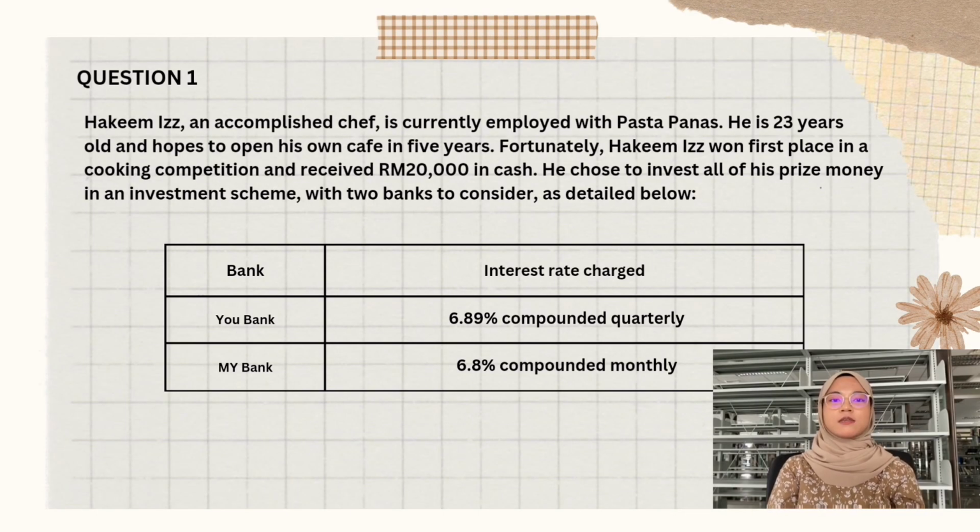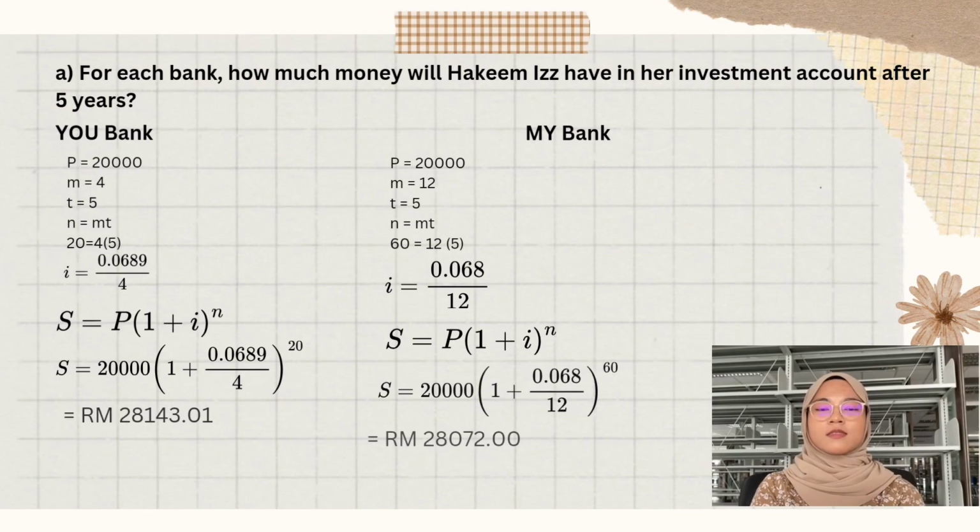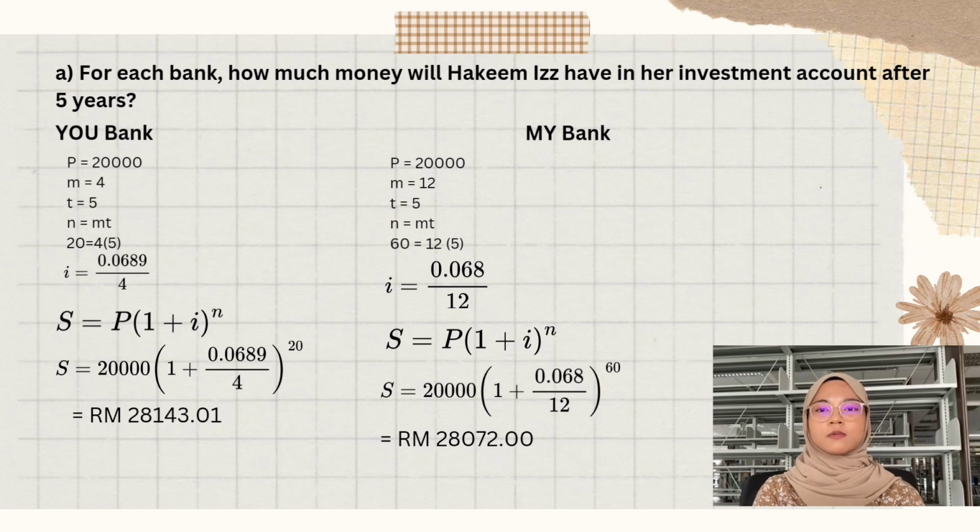For question number 1, Hakim is an accomplished chef currently employed with Pasapanas. He is 20 years old and hopes to open his own cafe in 5 years. Fortunately, Hakim won first place in a cooking competition and received 20,000 in cash. He chose to invest all of his prize money, with 2 banks to consider. For YOU Bank, the interest rate is 6.89% compounded quarterly, and for My Bank, the interest rate is 6.8% compounded monthly. For 1A, the question asks, for each bank, how much money will Hakim have in his investment account after 5 years?